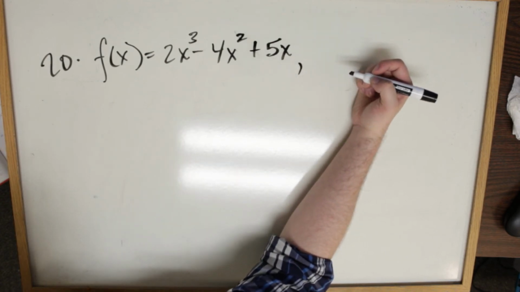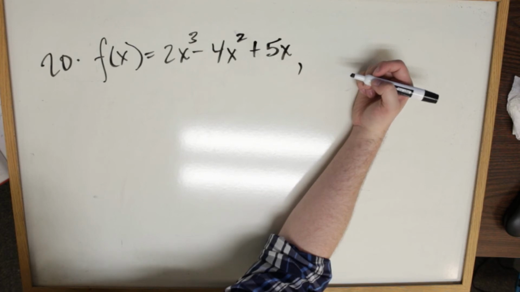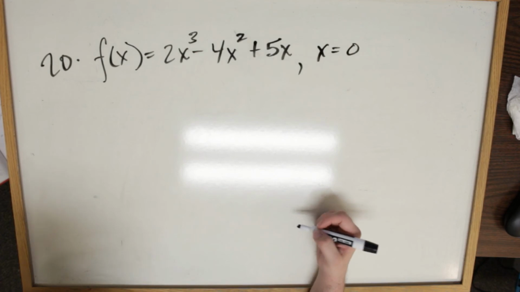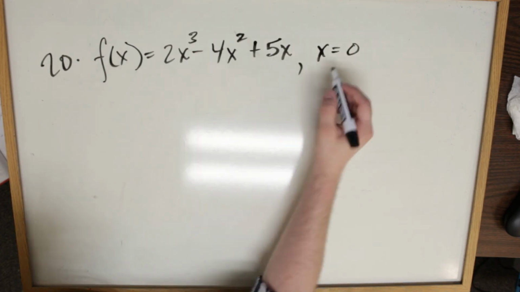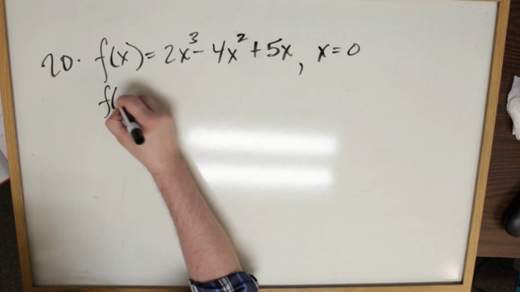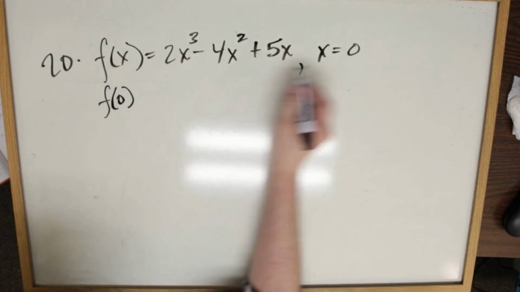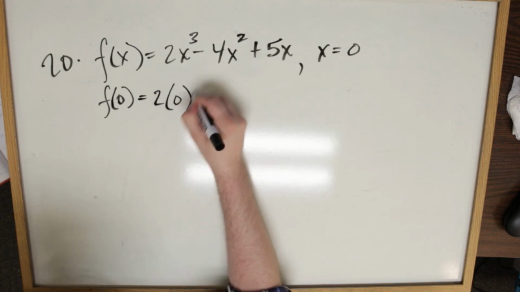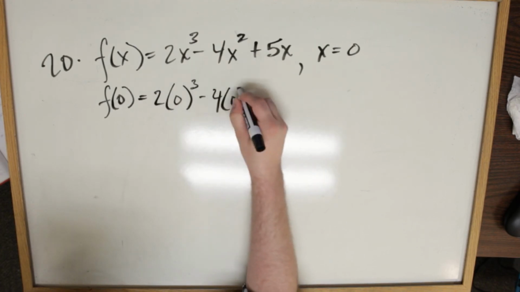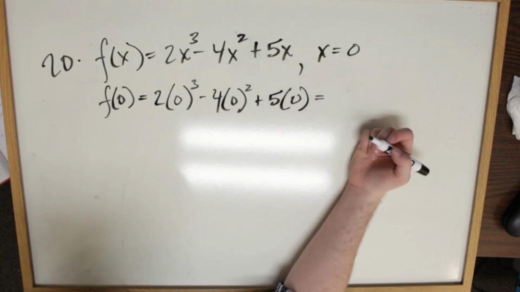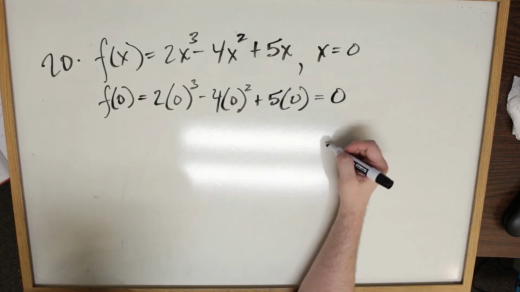So question 20 is saying to evaluate it here and determine whether or not it's a zero of the function, so x equals 0. What we're going to do is literally just substitute this in. X equals 0 means that we're looking for f of 0. The x value goes in everywhere you see an x. 2 times 0 cubed minus 4 times 0 squared plus 5 times 0 is equal to literally 0.